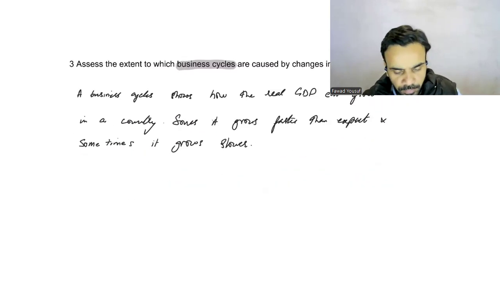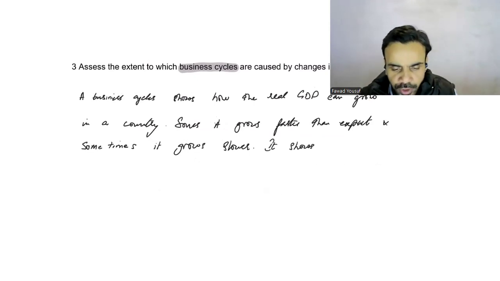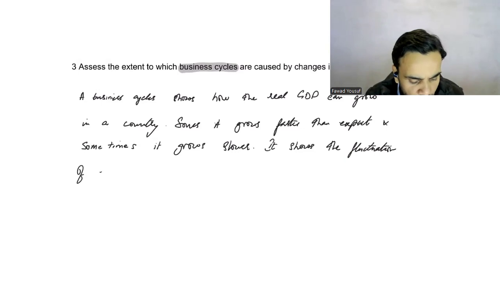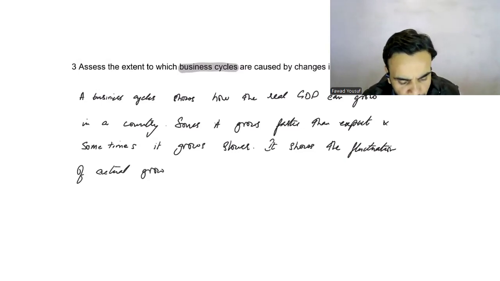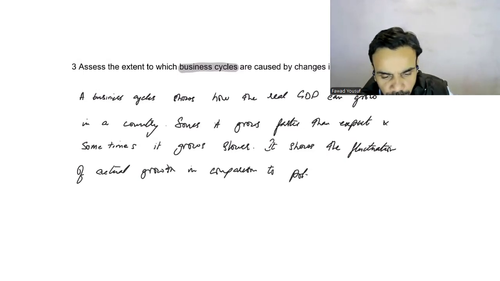It shows the fluctuation of actual growth in comparison to potential growth.